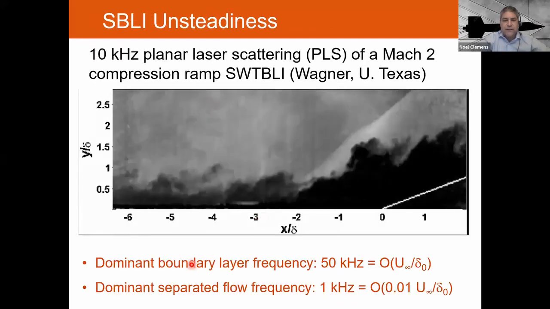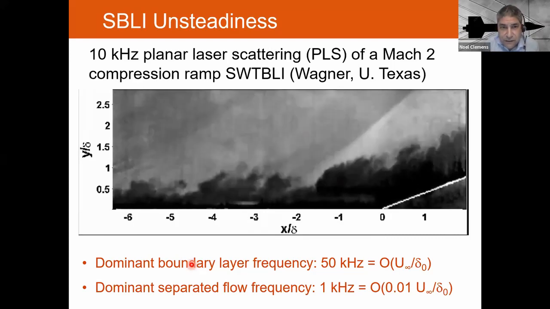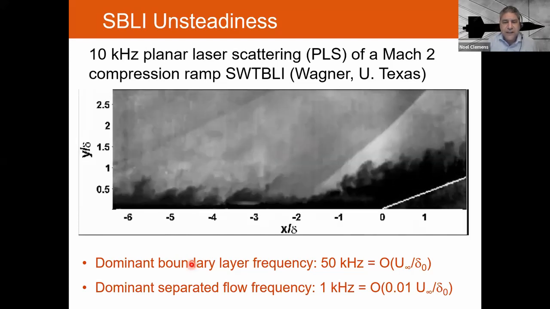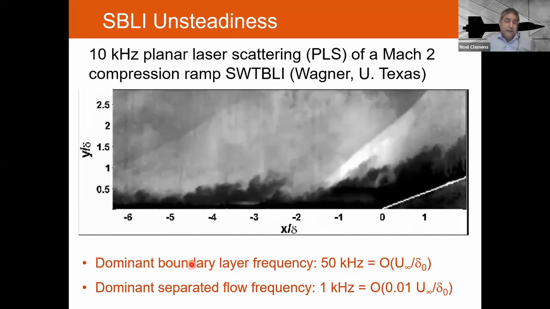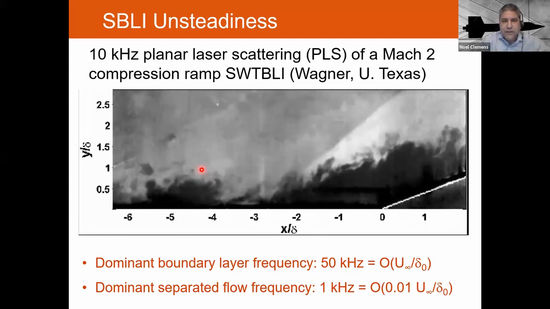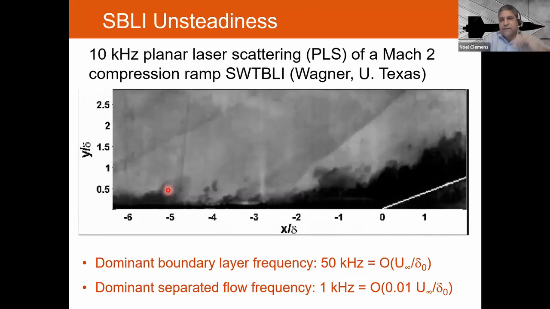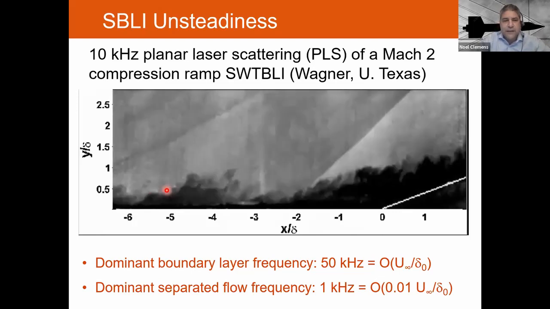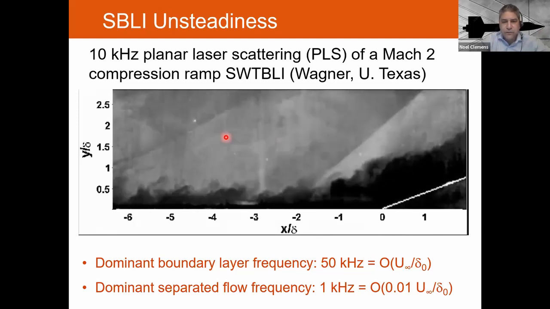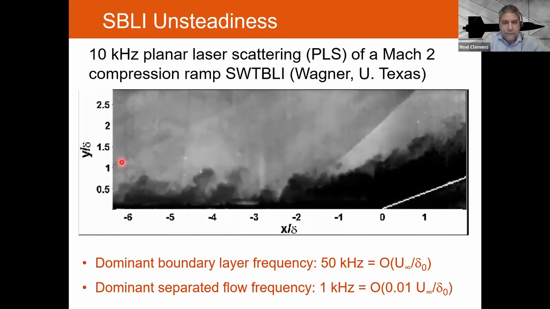And I just brought this up because this is actually something that we did. This was a long time ago, like 2002 or something, and it's actually not very good compared to today's standards. This is a 10 kilohertz movie using planar laser scattering of a Mach 2 interaction. We can do this at 500 kilohertz now, for example. But it is nice in demonstrating what we're talking about here in terms of this range of frequency scales. So for example, this is the flow at 10 kilohertz.